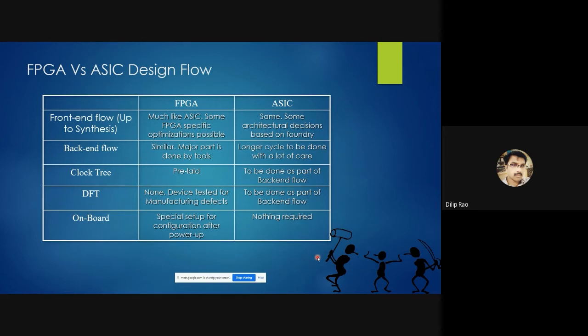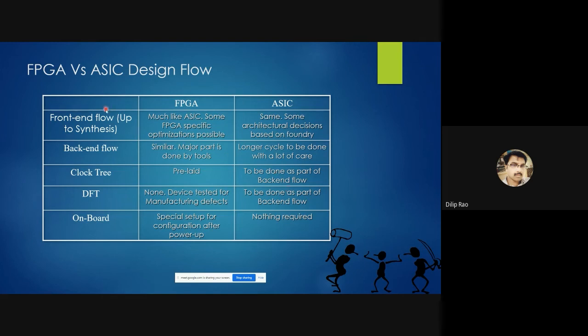So continuing this discussion, right? FPGA versus ASIC design flow. Just a brief description of the differences in that design. So what we saw before is at a much higher level: what exactly is the difference in the value propositions of ASIC and FPGA? But here we are getting deeper into the design flow.